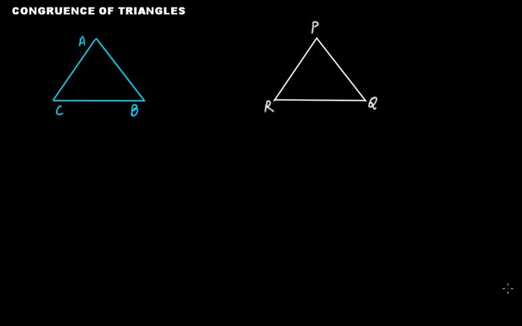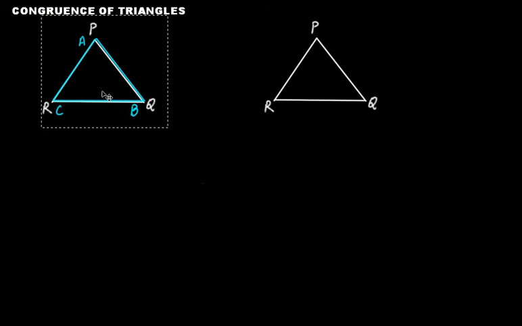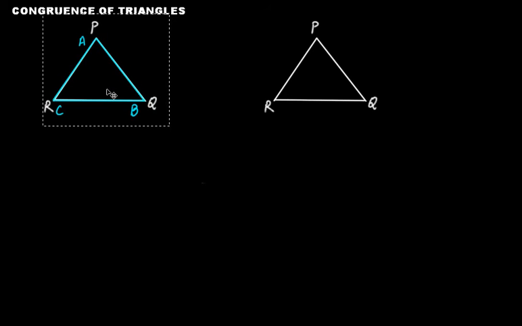Suppose we have two triangles, triangle ABC and triangle PQR, such that these two triangles are of same size and shape. And if we try to place this triangle PQR on triangle ABC, then it covers exactly triangle ABC completely. This PQR covers triangle ABC completely. Why? Because they are of same size and shape.